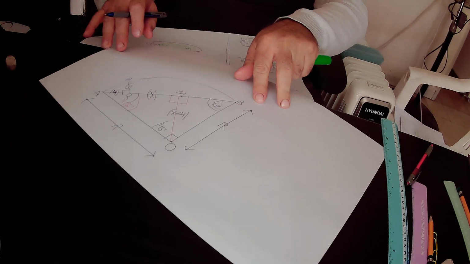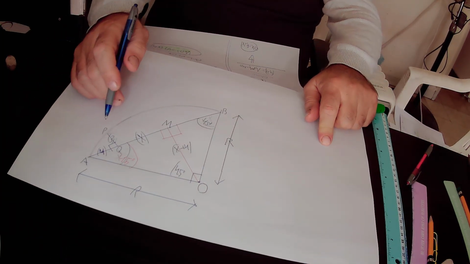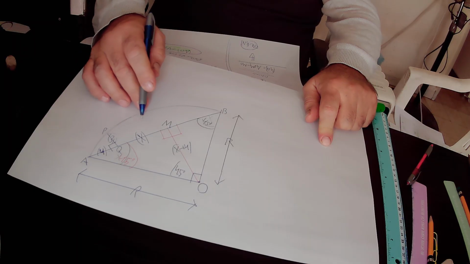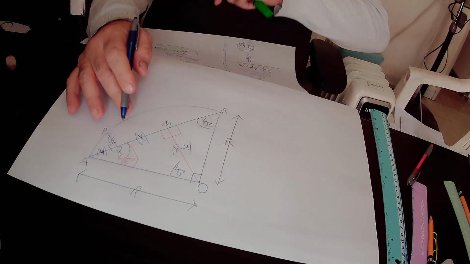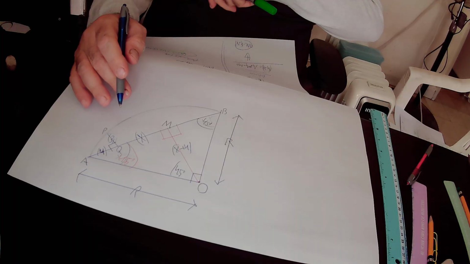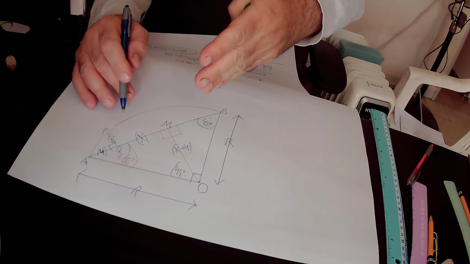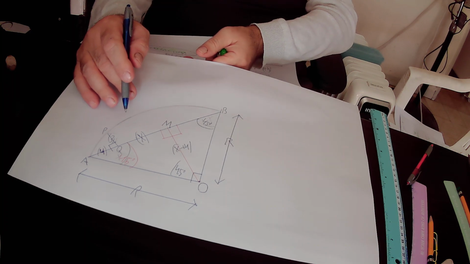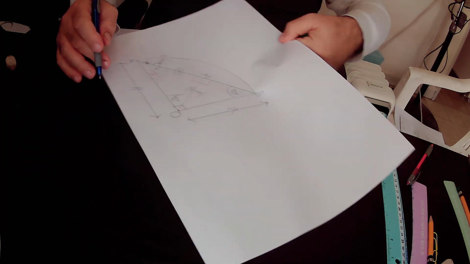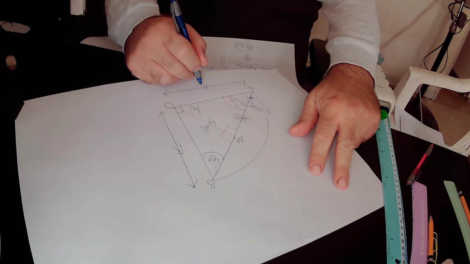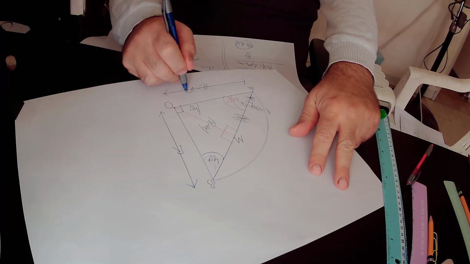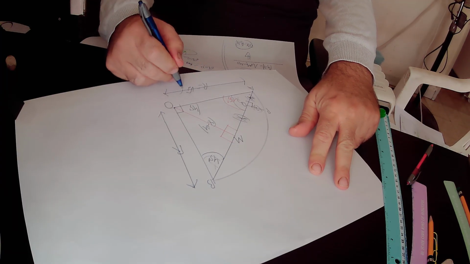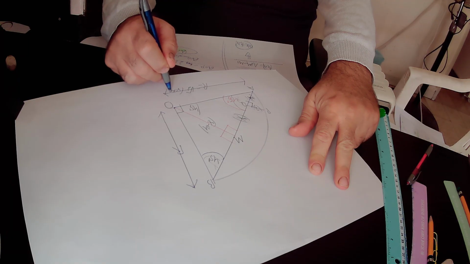AO is the hypotenuse of the right-angled triangle AMO, but AO is also the radius of this quarter circle. And therefore, we found out that the radius R of this quarter circle equals the square root of 2 times (x plus 4) units in length. So write it down: the radius R equals the square root of 2 times (x plus 4) units in length.